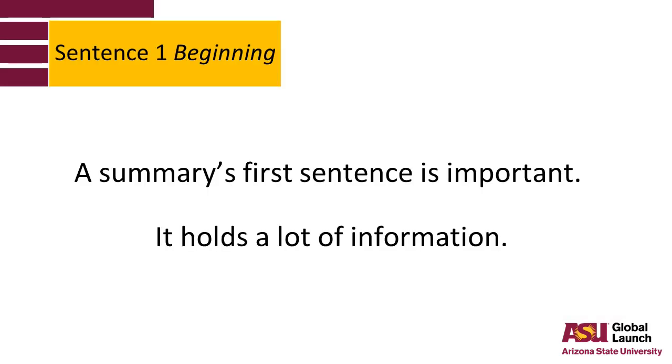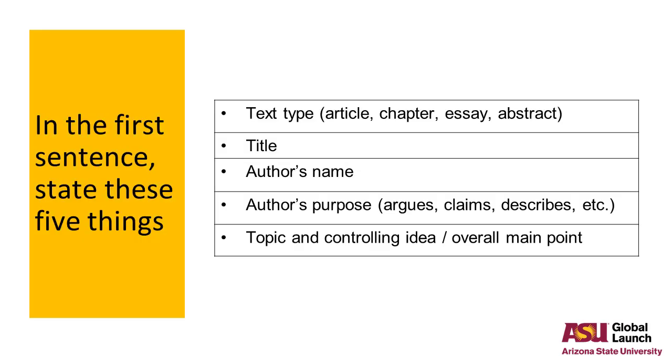A summary's first sentence is important. It has a lot of information. The first sentence of a summary usually includes 5 pieces of information. The first piece of information is the text type. Some examples of text types are an article or a chapter, an essay, maybe an abstract. It should also include the title, the author's name, the author's purpose, such as, think of the words argues, claims, compares, etc., and the overall main point.